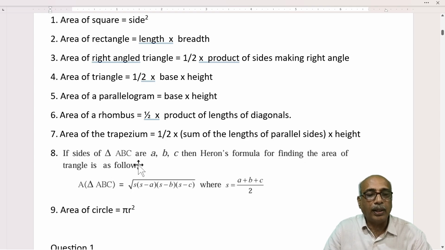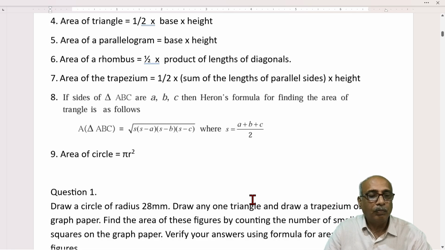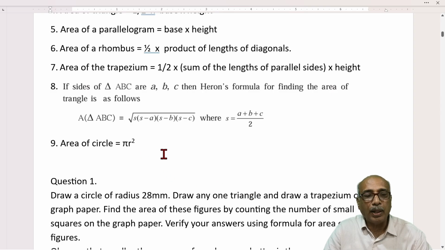If the sides of triangle ABC are given as small a, b, c, then Heron's formula for finding the area of the triangle is as follows. Area of triangle ABC equals root of s into s minus a into s minus b into s minus c, where small s denotes the semi-perimeter, that is a plus b plus c upon 2, the sum of all sides upon 2. That is known as the semi-perimeter of the triangle. Area of circle equals pi r square.